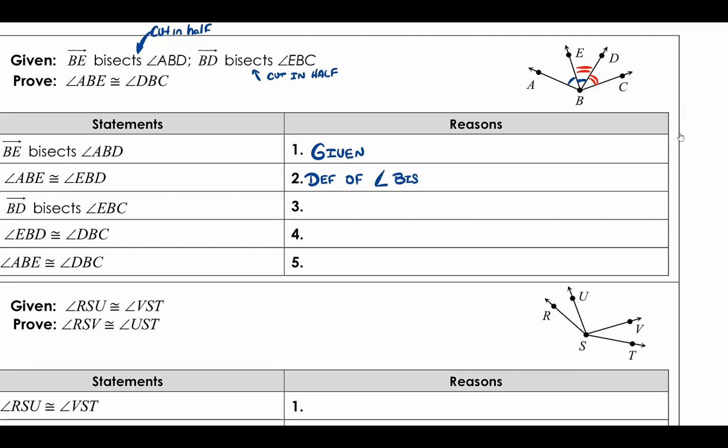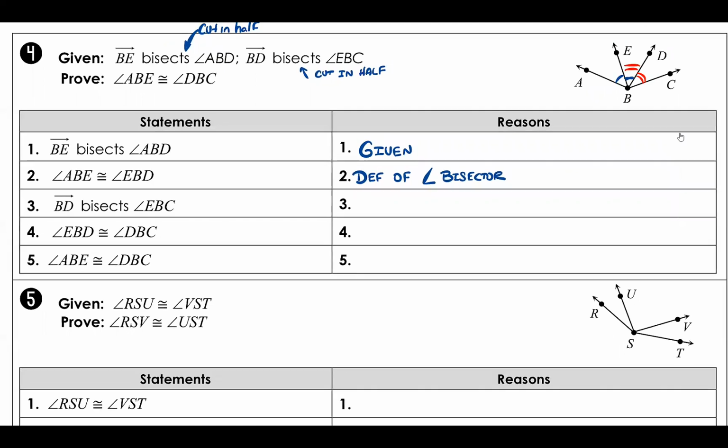Spell bisector right, dummy. If somebody ever comes across these videos and just listens to me talk to myself, they're going to think I'm loco. They're like, why is this guy insulting a child and not writing highlighter?